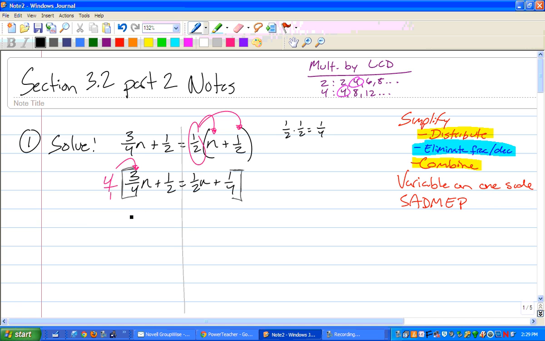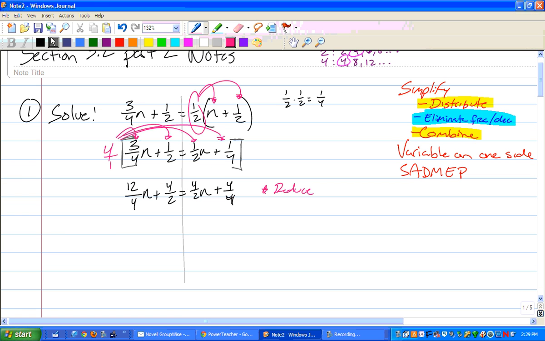So let's multiply the numerators. 4 times 3 gives you 12. 1 times 4 is 4. 4 times 1 is 4, and the 2 stays down there. Oh, that's the same thing, so 4 over 2n. And then the last one is 4. Now that we have all of these fractions, we can reduce them to make it easier to read. 12 divided by 4 is 3n. 4 divided by 2 is 2. 4 divided by 2 is 2. And 4 over 4 is 1.